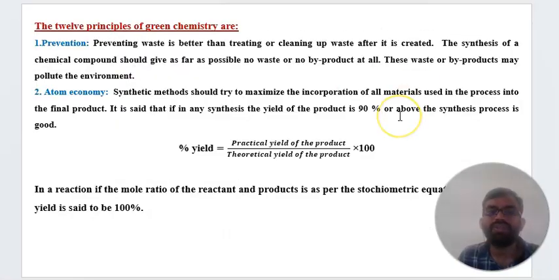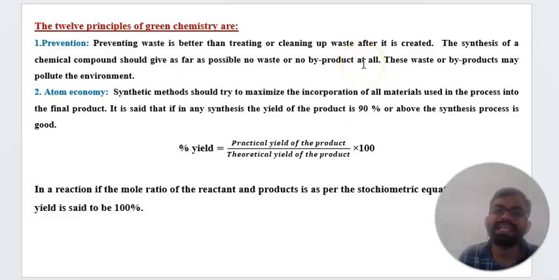Now coming to the 12 principles of green chemistry, which are very important. Green chemistry is established on 12 principles, and these should be followed in green chemistry. So out of the 12, what is the first one? Prevention. The first one is prevention.